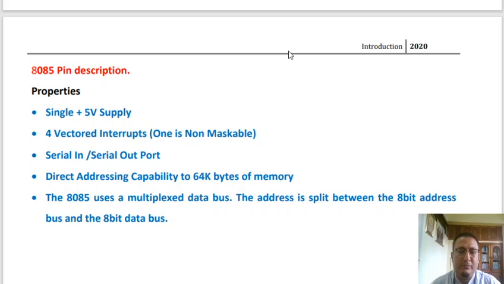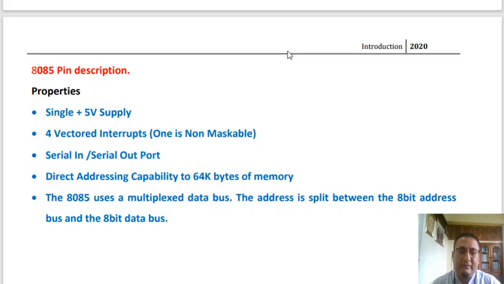Now, there are a few important properties that I want you to go through before moving on with the pin description of the 8085 microprocessor. That is, 8085 operates on a single plus 5 volt supply. It has 4 vectored interrupts, out of which one is a non-maskable interrupt. It has a serial input and serial output port. The direct addressable capability of the 8085 microprocessor is 64 kilobytes.